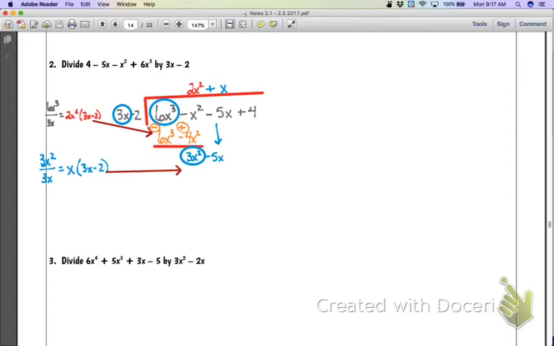So x times 3x minus 2 is going to give me 3x squared minus 2x. Change my signs. The 3x squareds cancel, giving me a negative 3x. Now drop my 4.